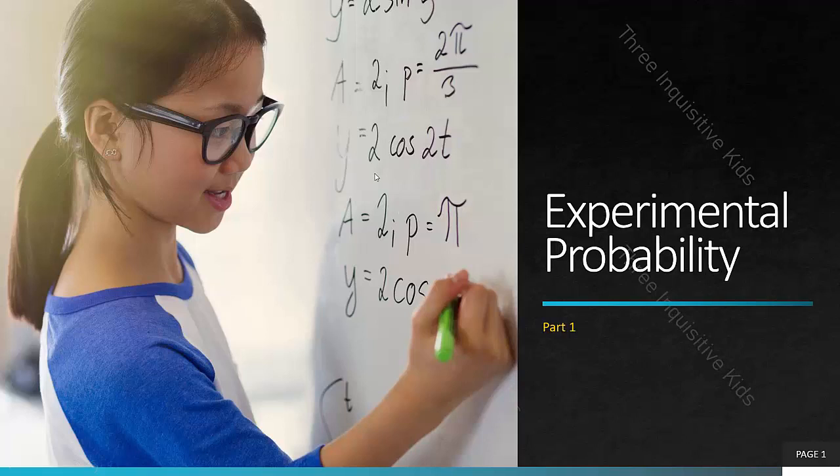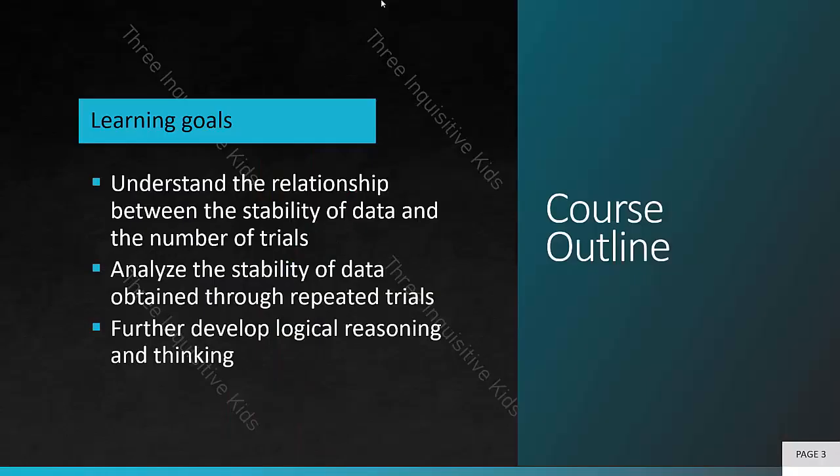In this video, we will be talking about experimental probability. Our learning goals for today are to understand the relationship between the stability of data and the number of trials, and analyze the stability of data obtained through repeated trials, and then further develop our logical reasoning and thinking.